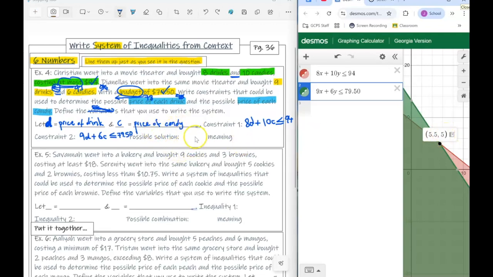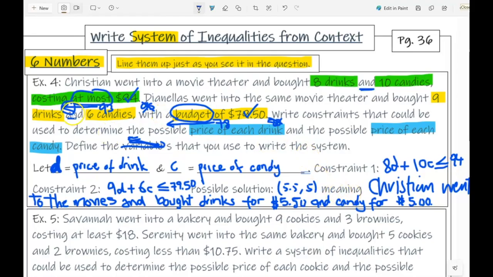So this is a solution, meaning whenever you're doing this meaning bit, I need who it is and what they're doing. So this is Christian, he went to a movie theater. Okay, so meaning Christian went to the movies. And what did he do? He bought drinks, and it's not the number of drinks, but it's the what? Price of a drink. So he bought drinks for $5.50 and candy for $5. That's what 5.5 comma 5 means.